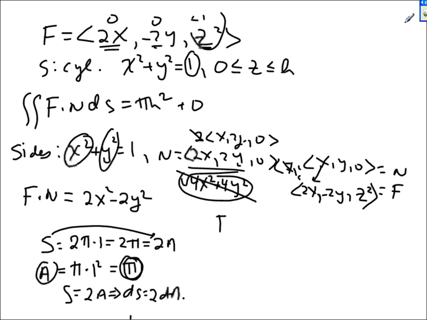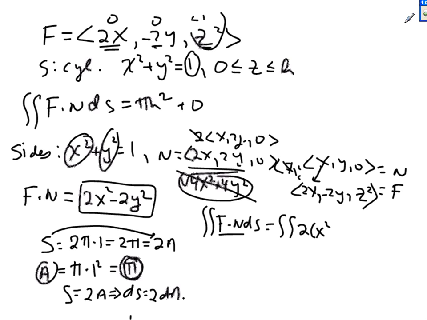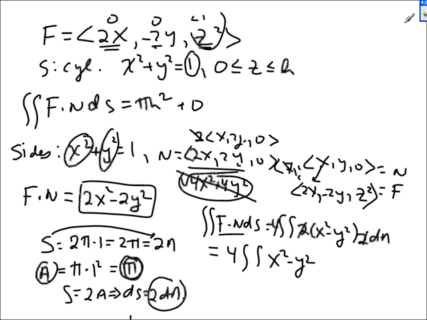So f dot n ds, this double integral, is going to be the double integral of f dot n, which is this, which I'll factor out the 2, times ds, which is 2 dA. And 2 times 2 can be brought out in the front. So we have 4 times the double integral of x squared minus y squared dA. But dA is dx dy.